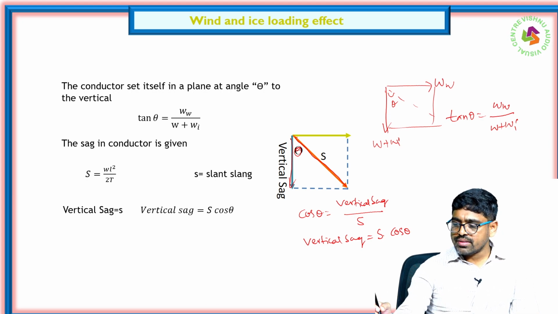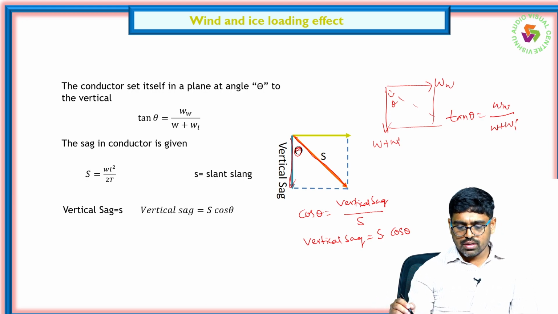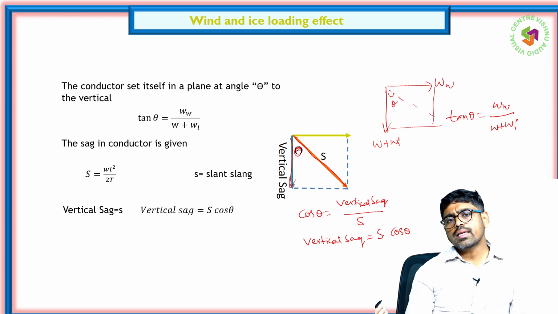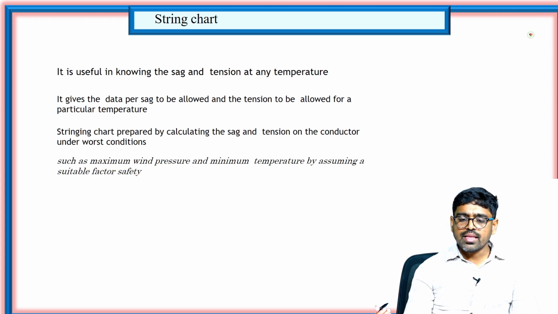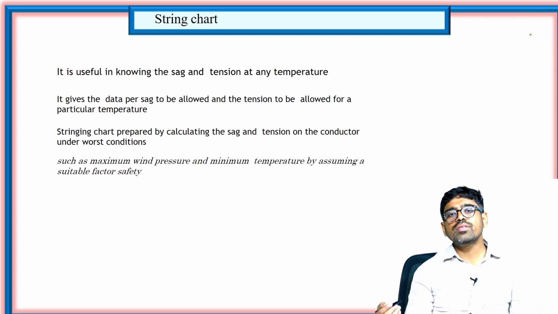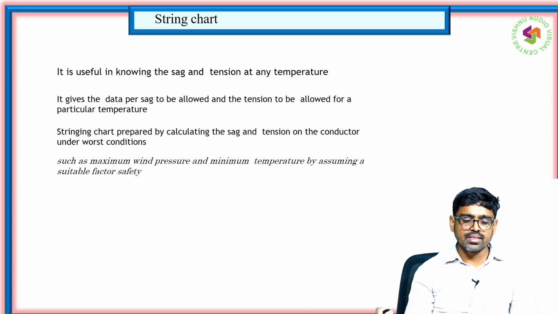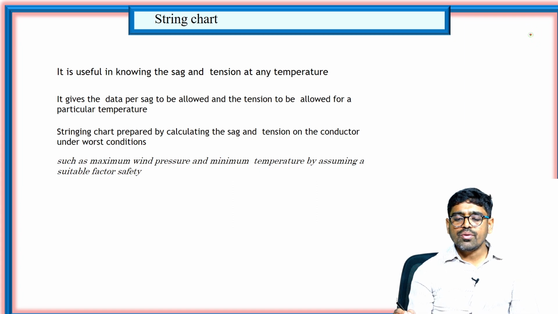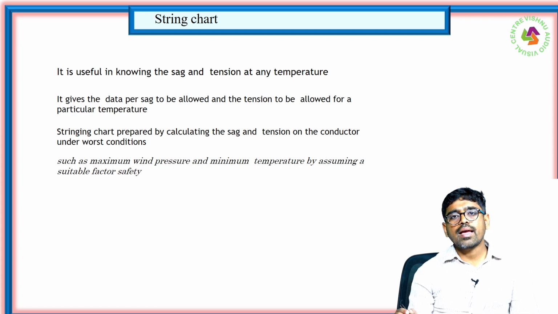After calculating this total weight of the conductor, then you can calculate the sag. So next, another relation we have is the string chart. What is meant by string chart, and what is the use of this string chart? It is useful in knowing the sag and tension at any temperature. We need to calculate the sag and tension at any temperature.